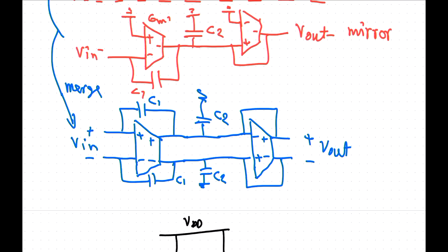Other questions? Yep. Design-wise, how do you actually choose capacitor C1 and C2? How do you choose the capacitors? So probably what you want to do is choose your transfer function.